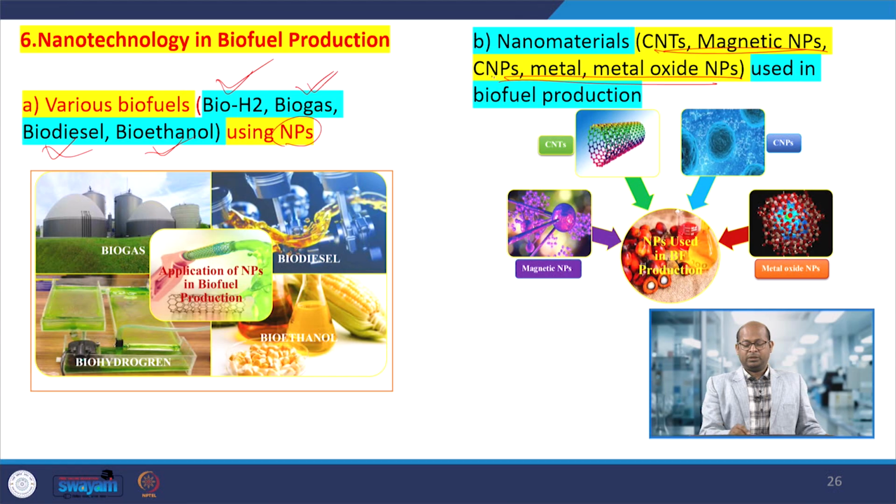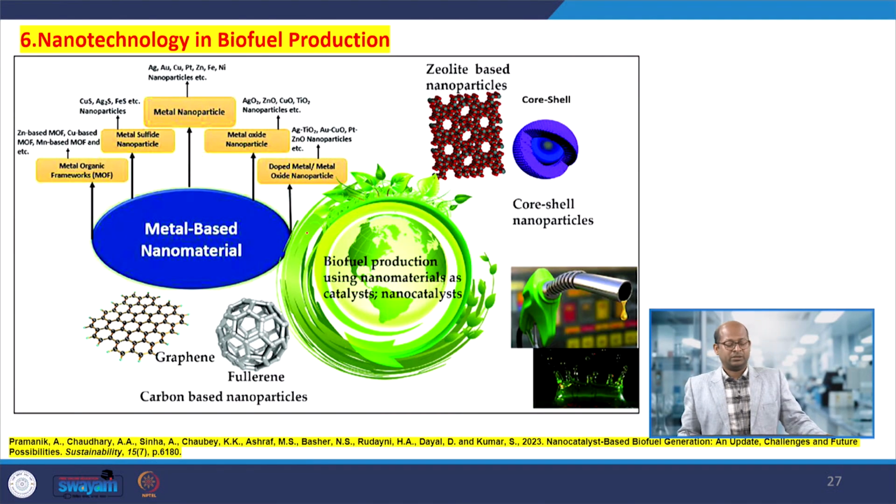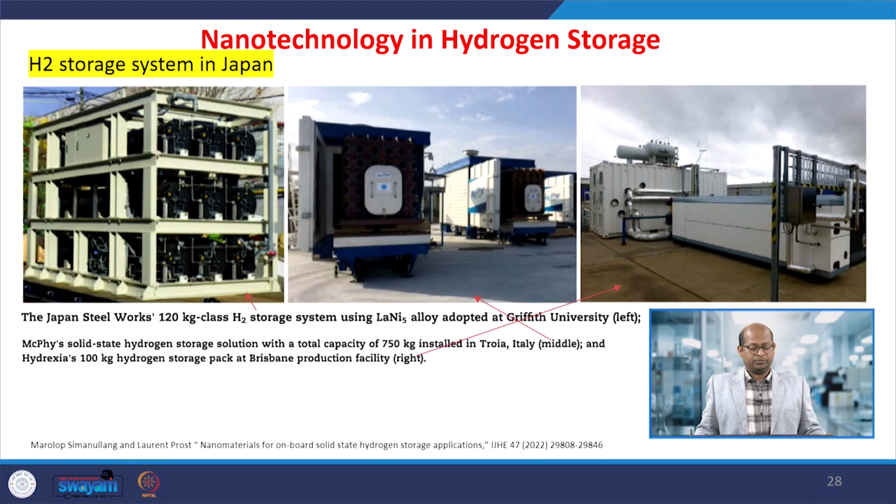Depending upon applications and performance, we can use particular materials, CNT or magnetic nanomaterials or metal oxides, bimetals, more than 2 metals also, metal oxides, for transformations of biomaterials into biogas, bioethanol, biohydrogen, biodiesel. Okay, so then hydrogen storage also I said.